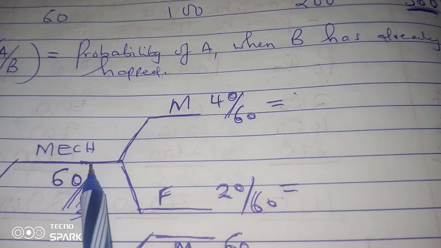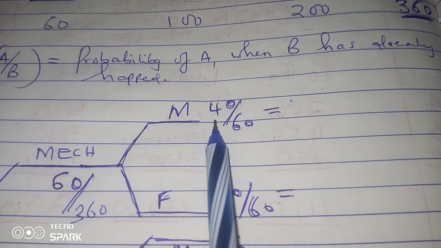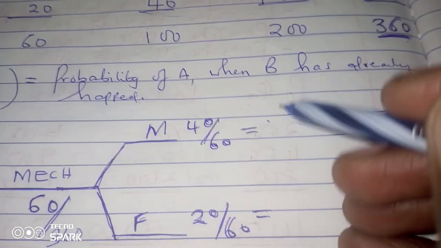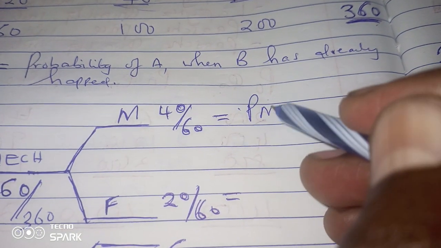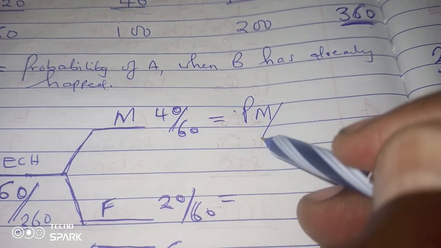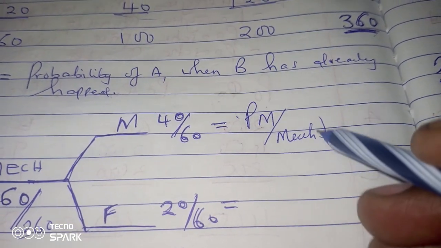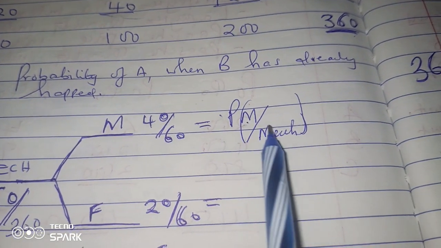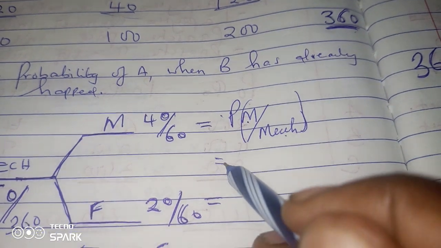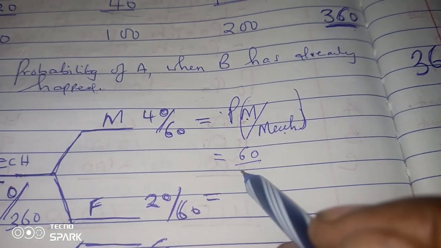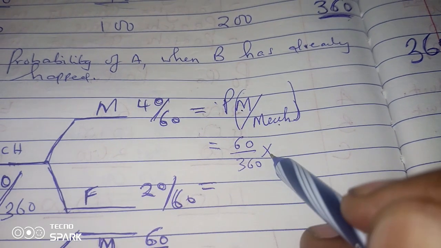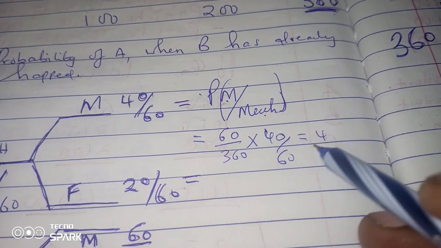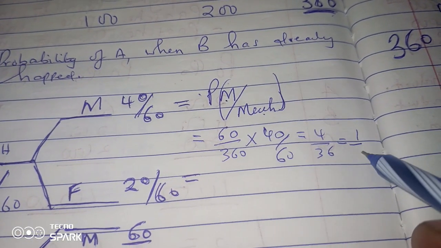And therefore, if we were asked the probability of picking a male in the mechanical department, we first say picking a male is our A, and the mechanical department is B. Therefore, the probability of A when B has already occurred will be equal to 60 over 360 multiplied by 40 over 60. That becomes 4 over 36, and that comes to 1 out of 9.